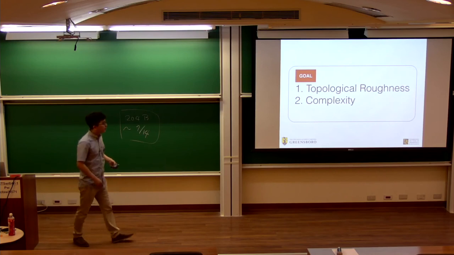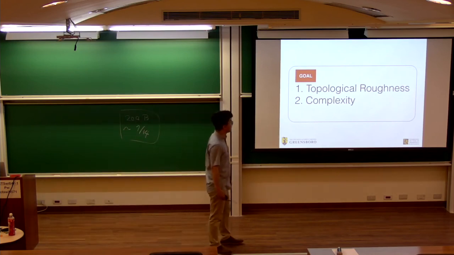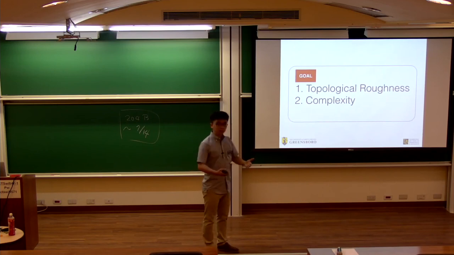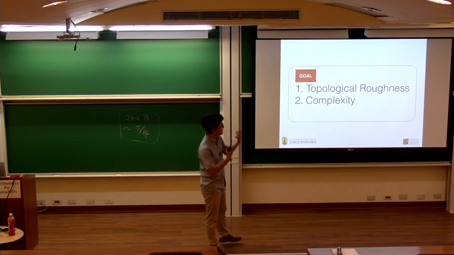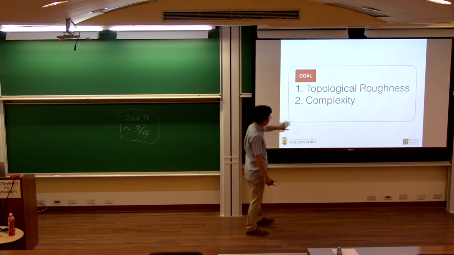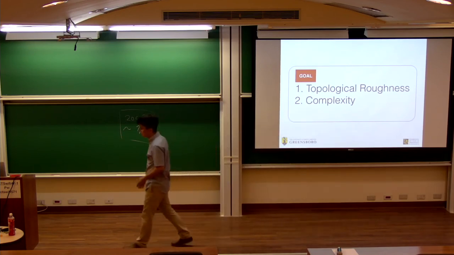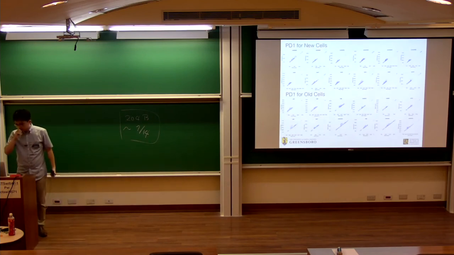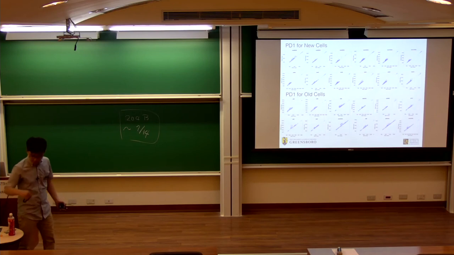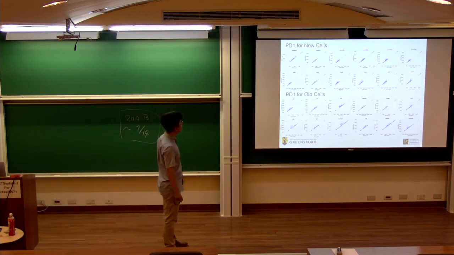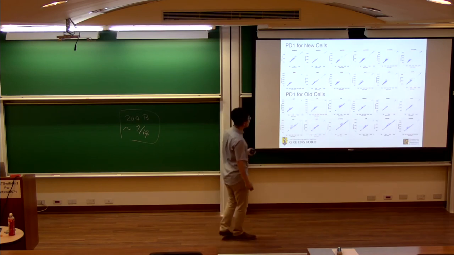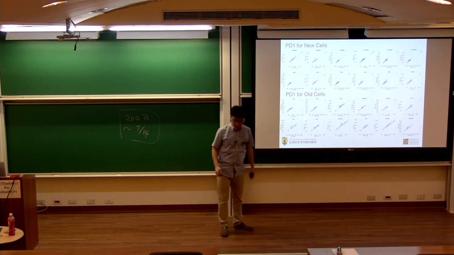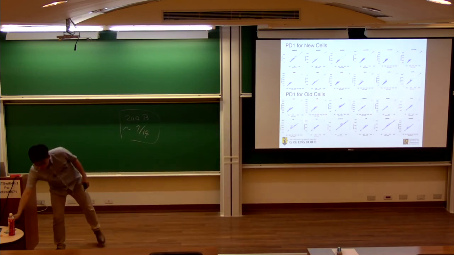Our goal in this study is to come up with a topological roughness. Maybe it's more global, not just some single number. Maybe we want to take more spatial information into account, and talk a little bit about the complexity. So this is a persistent homology study. The first thing we do is calculate the persistent diagrams. This is one typical persistent diagram for the new cell and for the old cell.